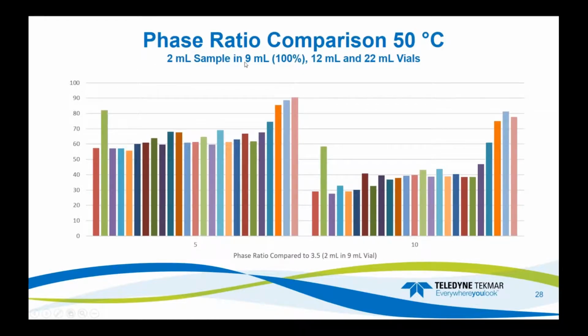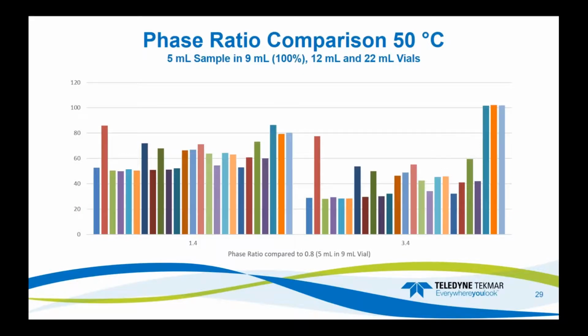Now looking at 2 mil sample in a 9 mil vial, again is 100%, phase ratio of 3.5. Phase ratio of the 2 mils in the 12 mil vial is 5, and the phase ratio of 2 mils in the 22 mil vial is 10. And here we can start seeing some pretty significant difference. MTBE is starting to really stand out, along with a few of the others in the middle region of the chromatogram.